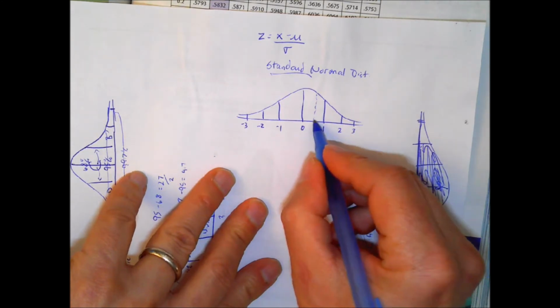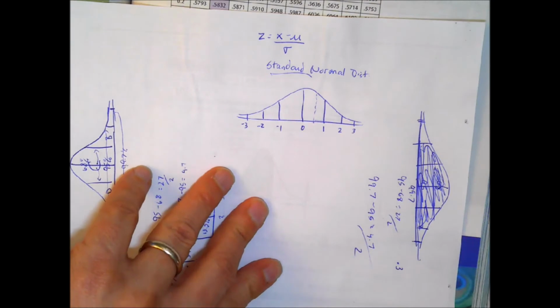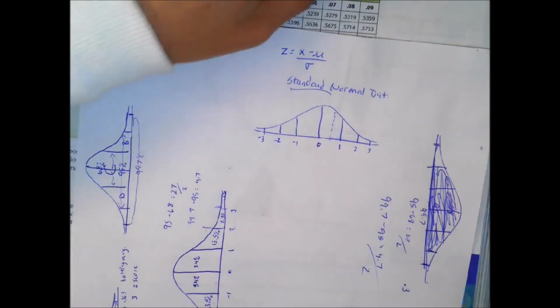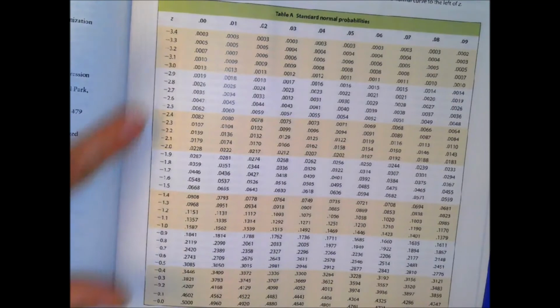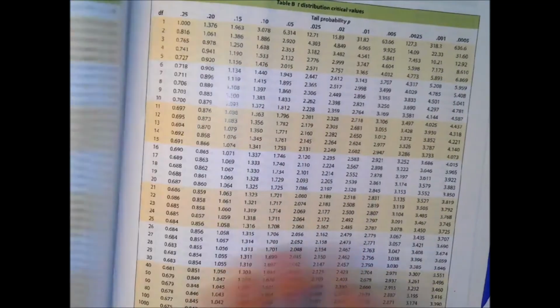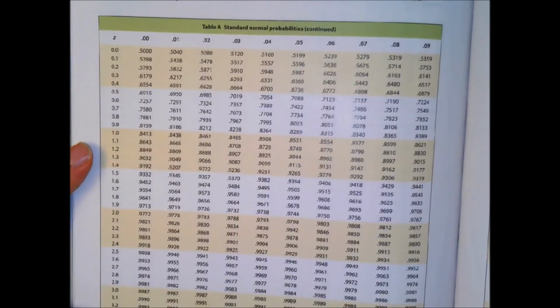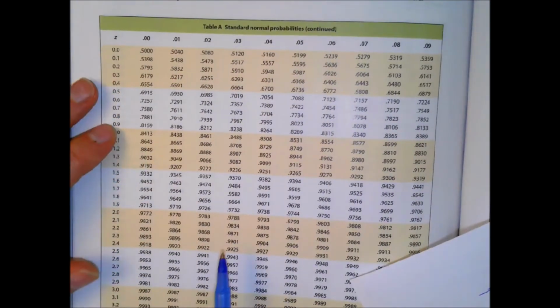To find this area, it used to be that people had to use a big table, and this is what that table looked like. You have one side here for the negative z-scores, and you have another side over here for the positive z-scores. Now, I'll show you how to use this, but I'm going to show you how to use Desmos for it instead.